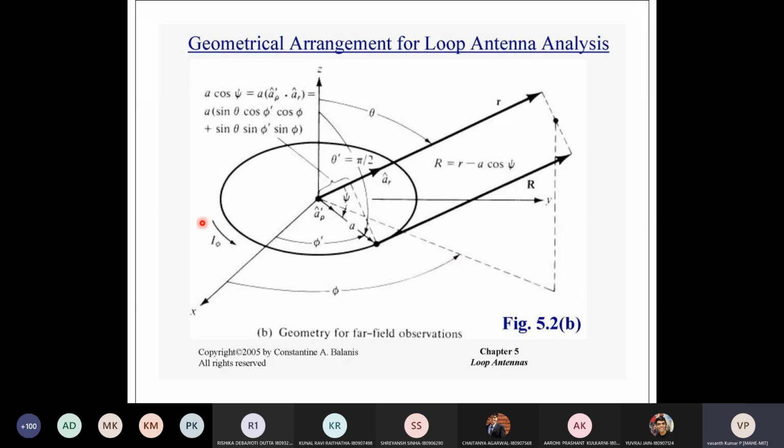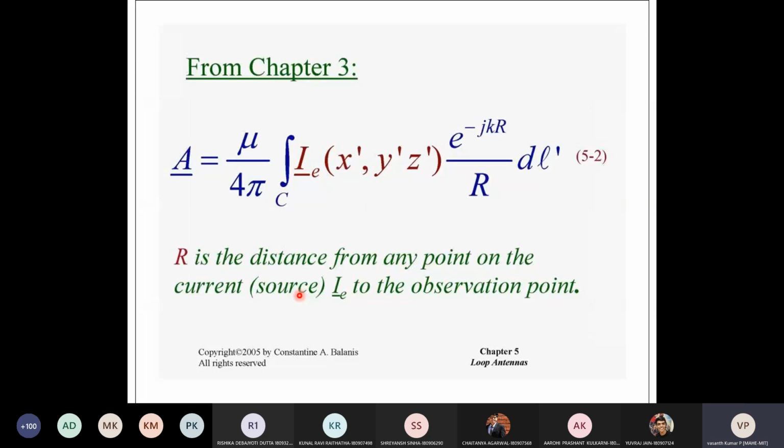The direction of the current is I phi. Any questions on this slide? Okay, so the difference between capital R and small r is a cos psi. As usual, we start with the equation for A.